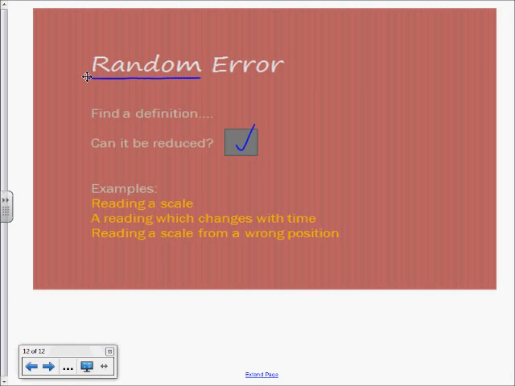So sorts of things where this could occur: reading a scale, for example, just reading a meter rule. Sometimes you could read too big, sometimes too small. Even if the reading changes with time, so it could be something that's changing over a period of time, and therefore nothing to do with the instrument, but simply because the actual quantity is changing, that would introduce a random error. And reading a scale from a wrong position, I wonder if you can remember what that term is. If you read from a wrong position, parallax error, because it just depends what that position is as to what happens in terms of that uncertainty.